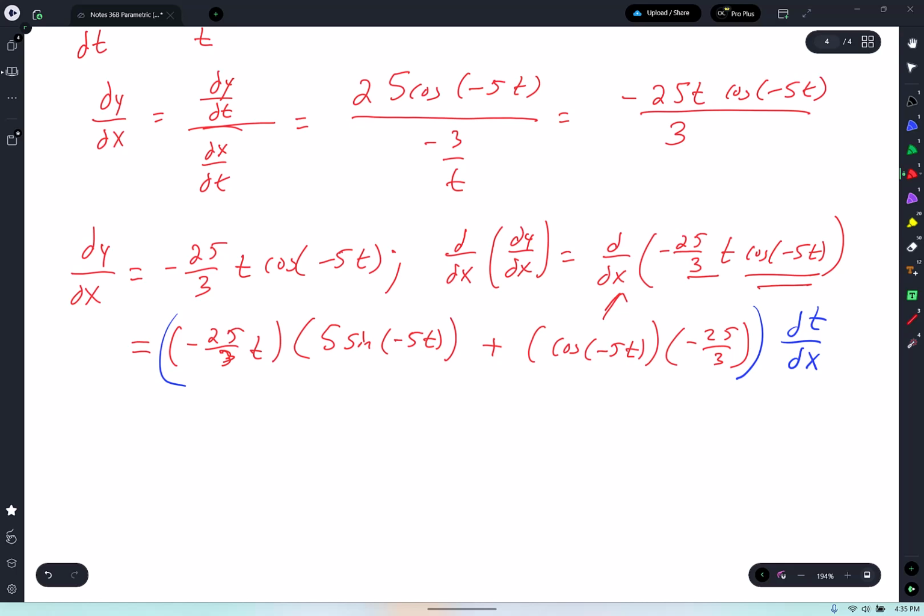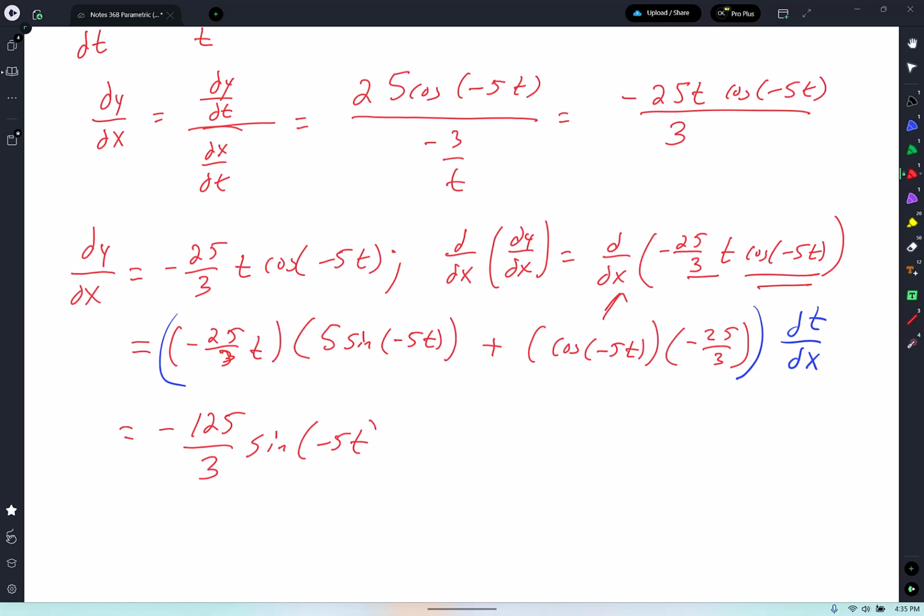Okay, so here it is. Guys, we're almost done. So here it is. 25 times 5, so I see negative 125. Now, let me know because I make mistakes all the time. Is that a 3 down there? Sine of negative 5t, plus, I guess, yeah, minus 25 over 3 cosine negative 5t. I don't think I have issues right now. I think we're good, right?